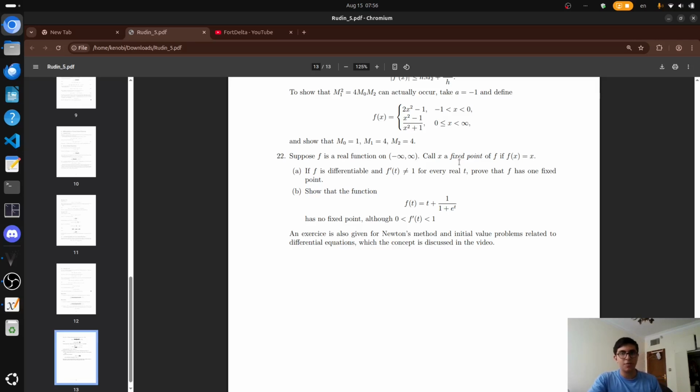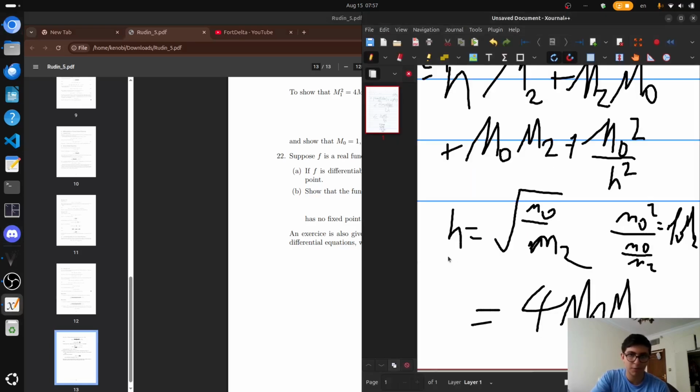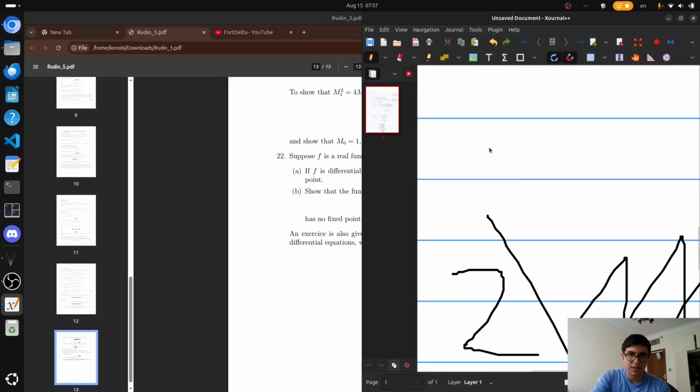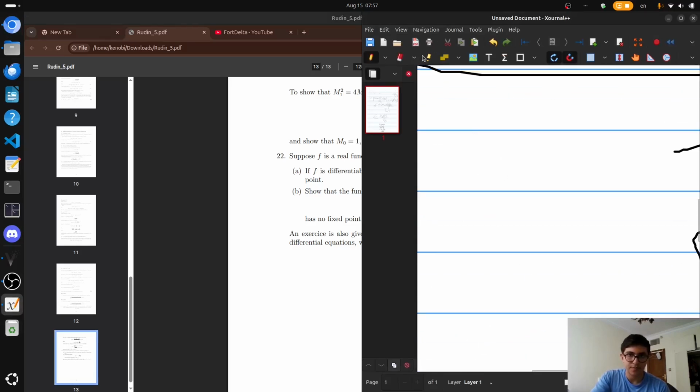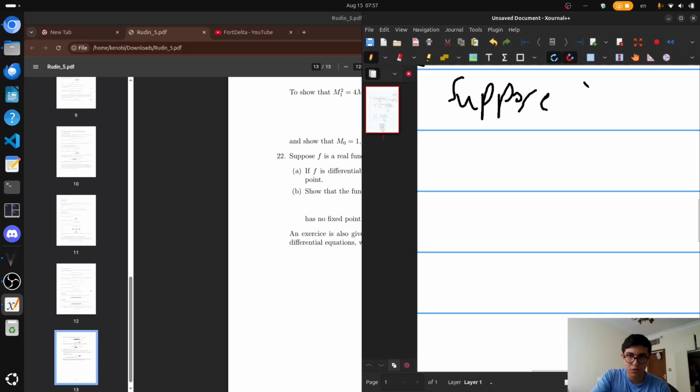And we call x a fixed point of f if f of x equals x. If f is differentiable and f prime of t is not equal to 1 for every real t, prove that f has one fixed point. And this proof is really straightforward. Basically, suppose two fixed points.